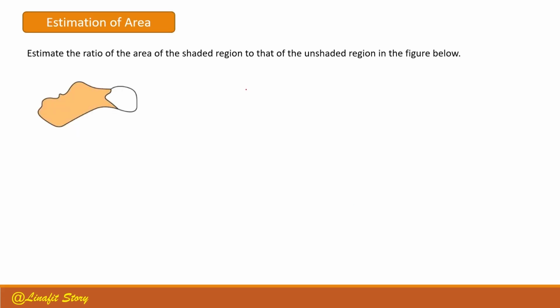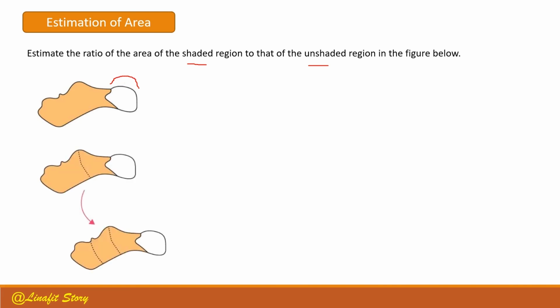Estimation of area. Estimate the ratio of the area of the shaded region to that of the unshaded region in the figure below. To estimate the area, we divide the shaded region using dotted lines into areas that are approximately equal to the area of the unshaded region. Since the unshaded area is on the right side of the figure, start dividing the shaded region from the right side to obtain a more accurate estimate. So, the ratio of the area of the shaded region to that of the unshaded region is 3:1.